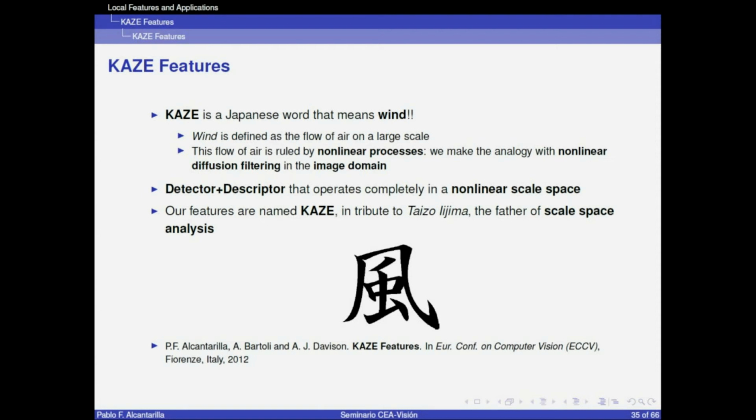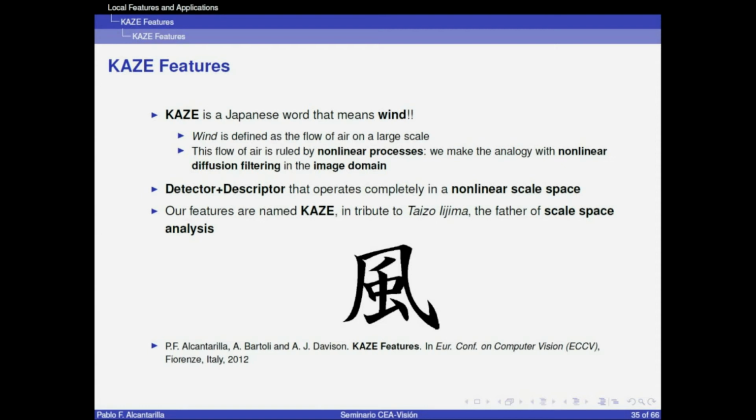Now let's talk a bit more about KAZE features. KAZE is a Japanese word that means wind. And the analogy is, well, wind is defined as the flow of air on a large scale, and this flow of air is ruled by nonlinear processes. So we made the analogy with nonlinear diffusion filtering in the image domain.